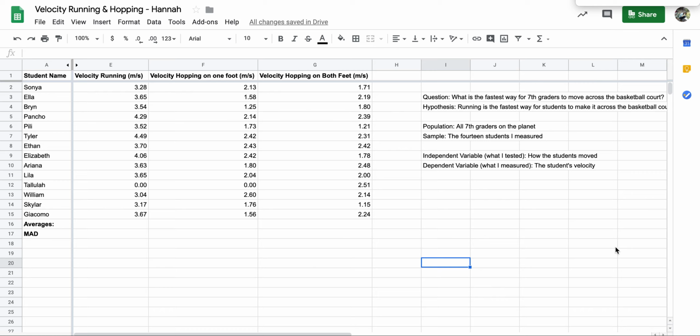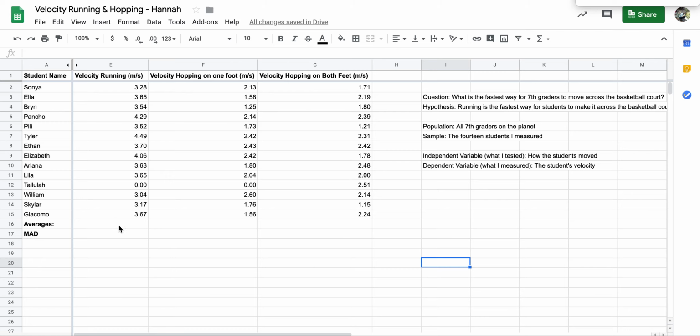So let's start by calculating some averages. Now, each of these students is really different. Some of them were pretty fast. Elizabeth and Pancho were really fast here. They were able to move at 4.06 and 4.29 meters per second. Other kids like Tallulah just kind of stood there and they didn't actually make it all the way across. So some of them are very slow. So we've got some variation in our data.